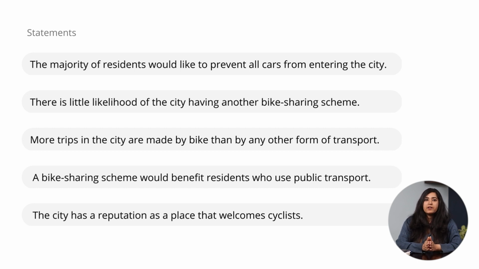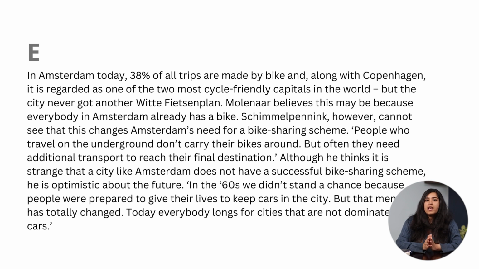We're going to go down to paragraph G and look at lines 1 to 3. The paragraph starts with, "In Amsterdam today, it's regarded as one of the two most cycle-friendly capitals in the world," pointing us to E as the answer. As we read ahead in the paragraph, lines 6 and 7: "People who travel on the underground don't carry their bikes around, but often they need additional transport to reach their final destination." Point to note here, the bike sharing scheme is very important for people who use underground tubes because they need additional transport, or bikes, to get to their expected destination, giving us the answer D.